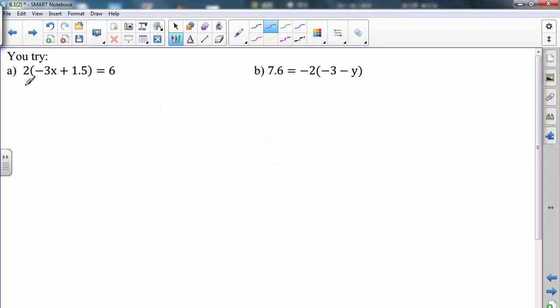So for me, I will use the first method to solve both of these two equations here.